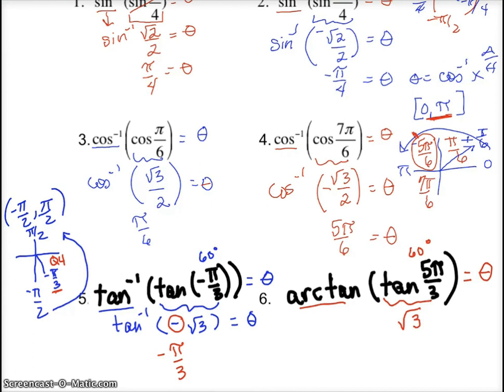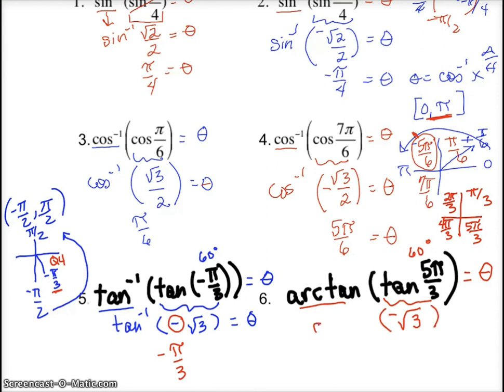Now we need to determine the quadrant of 5 pi over 3, so we give this value the correct sign. We know quadrant 1 is 1 pi over 3, quadrant 2 is 2 pi over 3, quadrant 3 is 4 pi over 3, and quadrant 4 is 5 pi over 3. So 5 pi over 3 is in the fourth quadrant where tangent is negative.